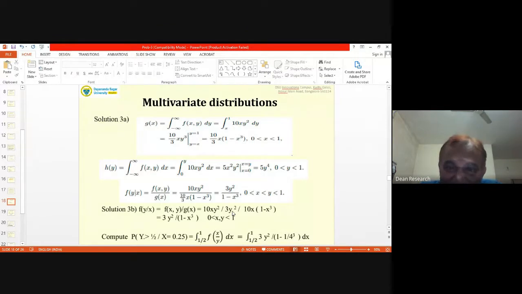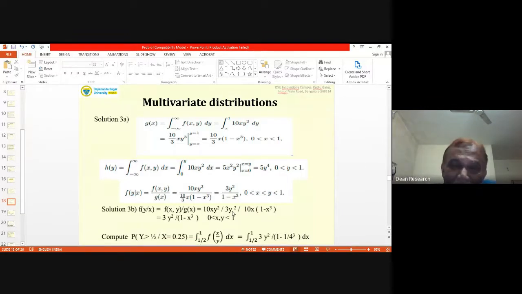While integrating, as I said, in computing g of x, because y lies always between x and 1, you have the limits x and 1 for the integral in the computation of g of x. That's why you got 10 by 3 into x into 1 minus x to the power of 3, where x lies between 0 and 1, if you consider only x, because y is removed.